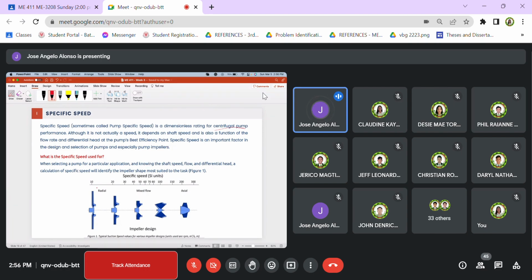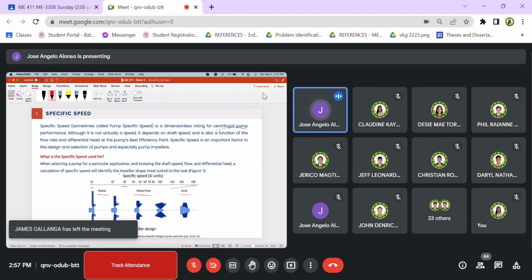So once na makalculate natin yung specific speed required, then anything in between 10 to 30, it is desirable or recommendable to use a radial type impeller. So if it's more than 150 to 300, it is most suited to use the axial flow type. And if it's in between, then we need to use the mixed flow. So specific speed is important for us to determine which impeller shape ang gagamitin natin sa pag-design ng ating pump.